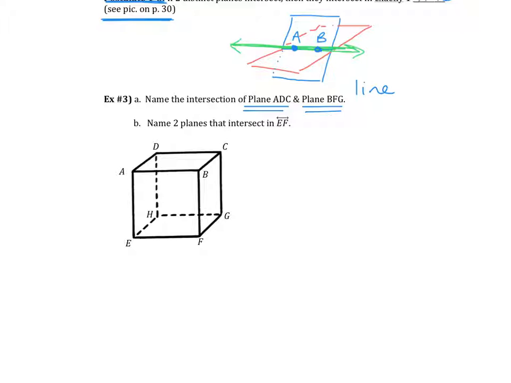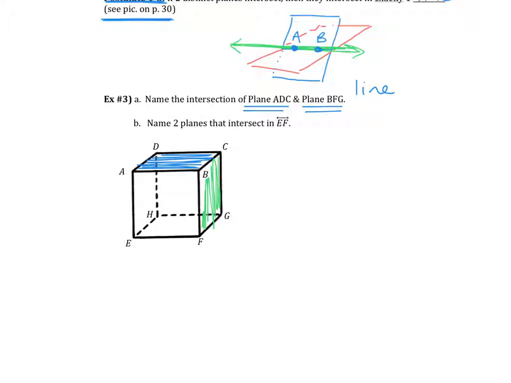So plane ADC is which side of this box? Top, bottom, left, right, front, back. It's the top, right? ADC is this one. Okay, so they're asking where does that plane intersect? What's BFG? That would be the right side of the plane. So that would be this one.